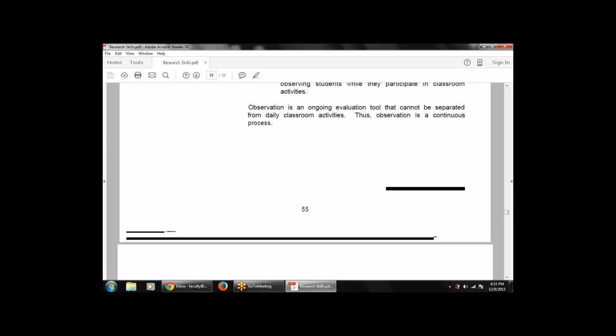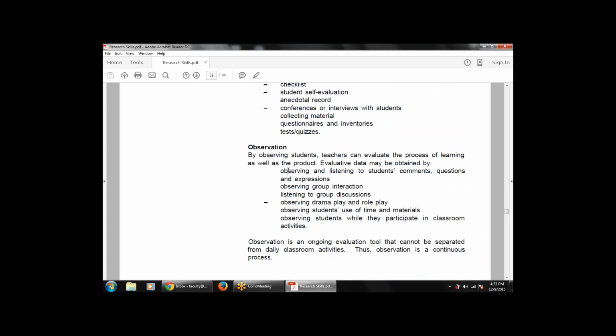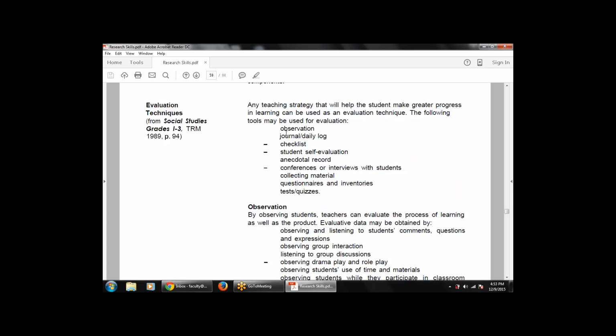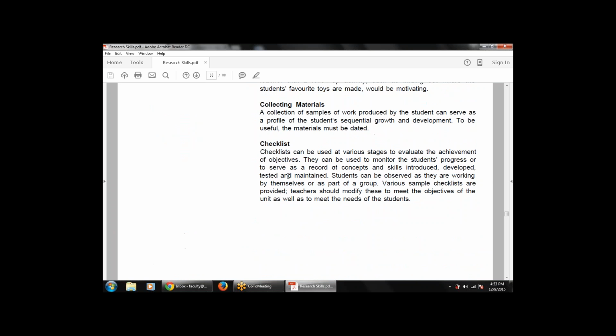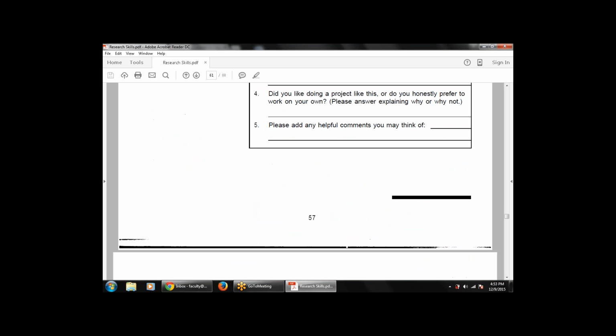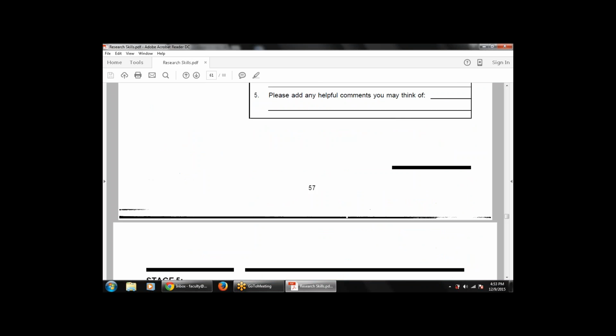Now, next is collecting materials. That is the next part, the next activity. So this we have done: observation, then the daily log, then the checklist. This is a checklist. This is collecting material. This is one of the examples of the checklist and the collecting material.